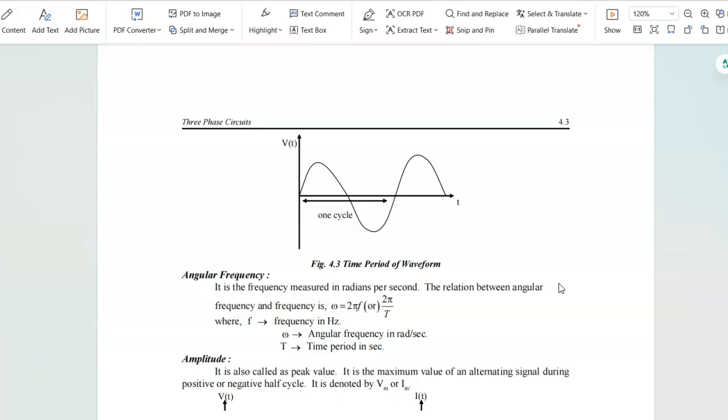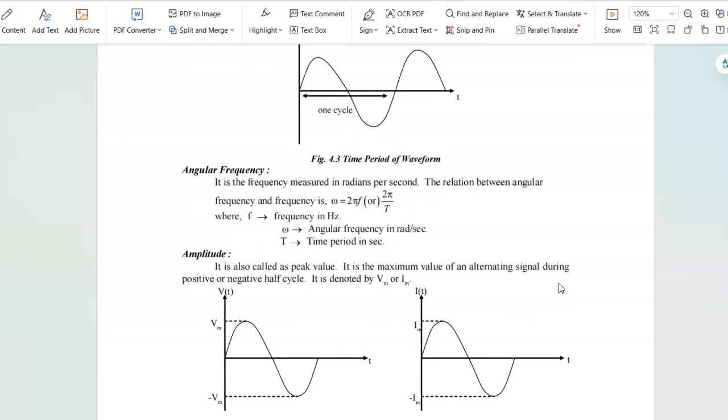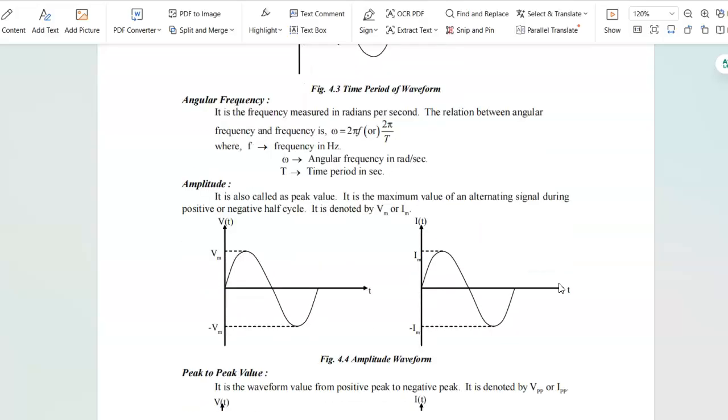Angular frequency. The frequency measured in radians per second is called angular frequency and it is denoted by the letter omega. So the relation between frequency and angular frequency is omega is equal to 2 pi f. And amplitude is also called the peak value. It is the maximum value of an alternating signal during the positive or negative half cycle, denoted by Vm or Im.